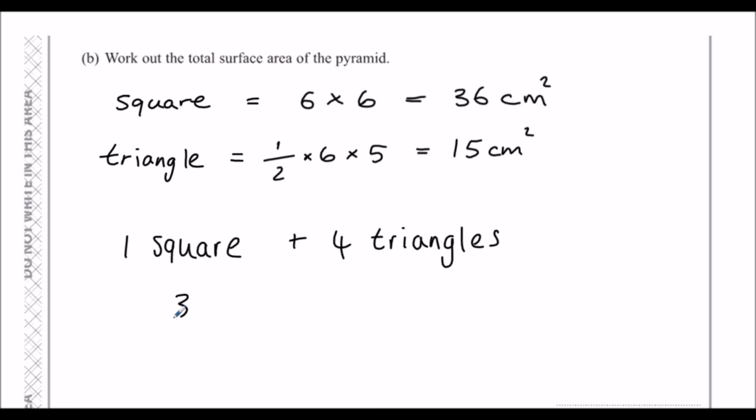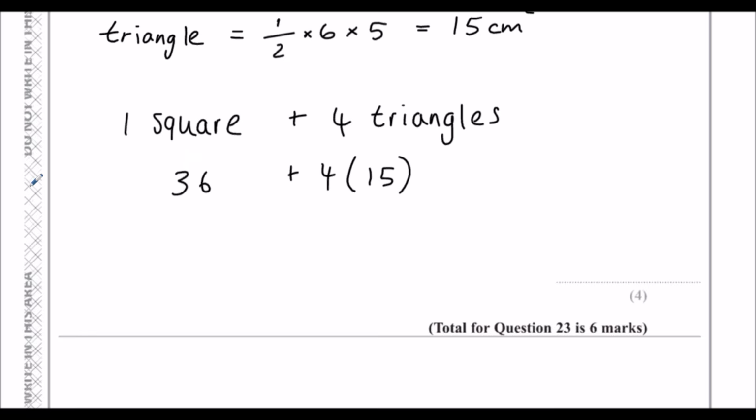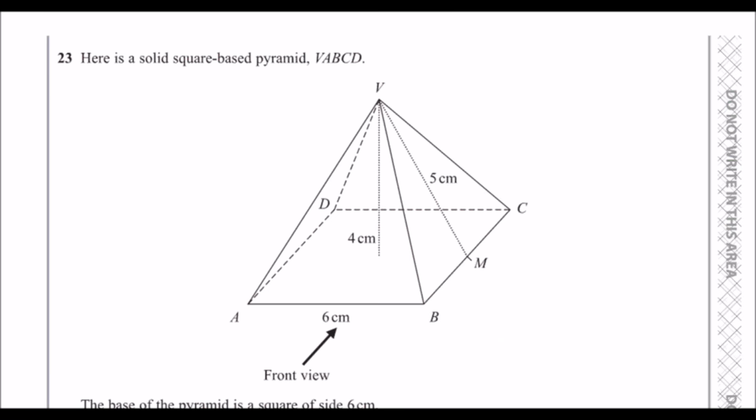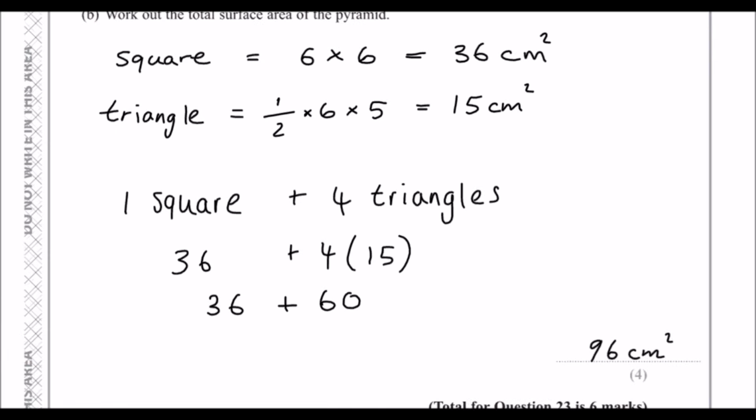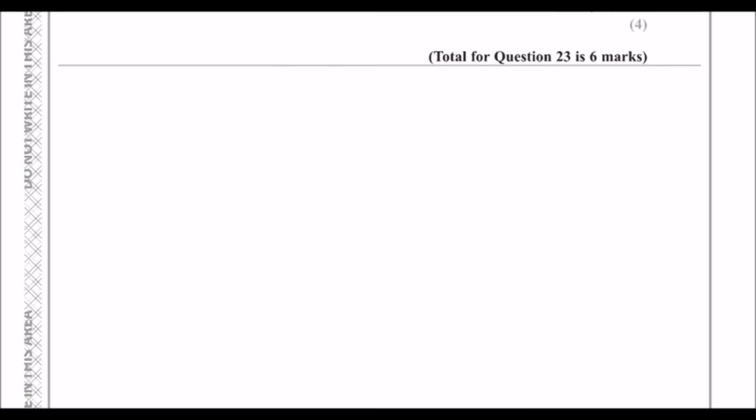1 square is 36, and I've got 4 lots of 15. 4 15s is 60. So it's 36 plus 60, which is 96 centimeters squared. Now just check it is centimeters. So area is going to be in centimeters squared. We measure area in squares.